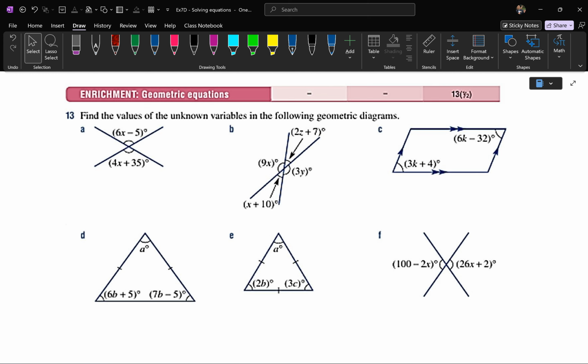Yeah, this is enrichment for 7D. So it ties back to your understanding about vertically opposite angles, parallel lines, co-interior angles, alternate angles. If anything I just said you don't remember, don't do it. Just work on the 7D skills I just taught. All right? All right, team, that's 15 minutes of my time.